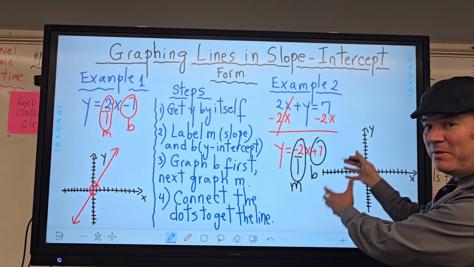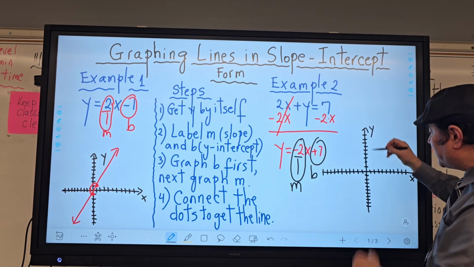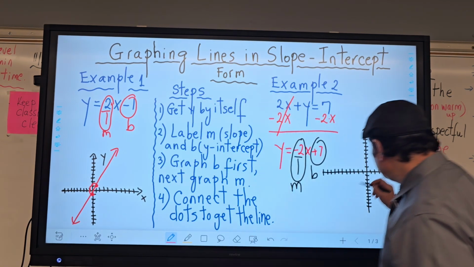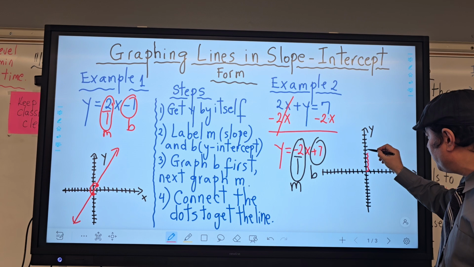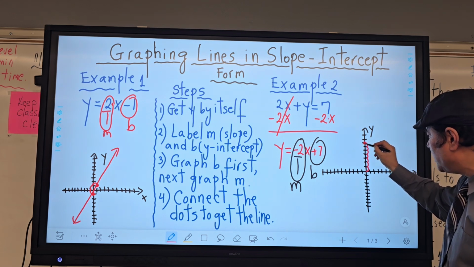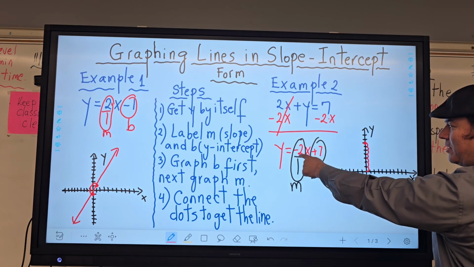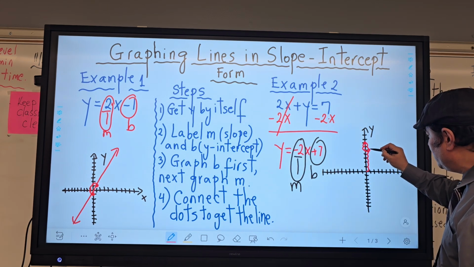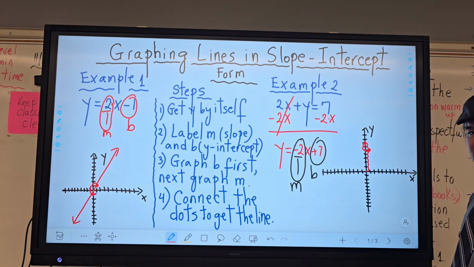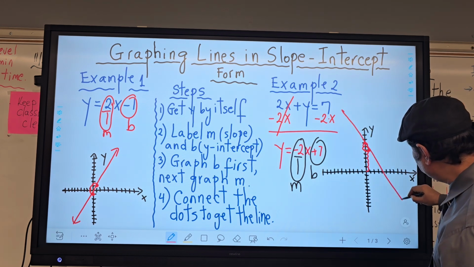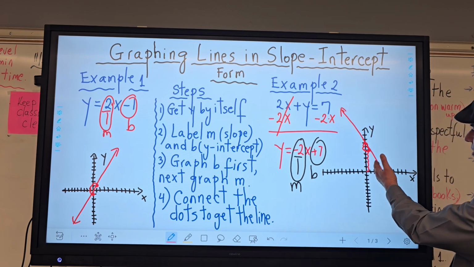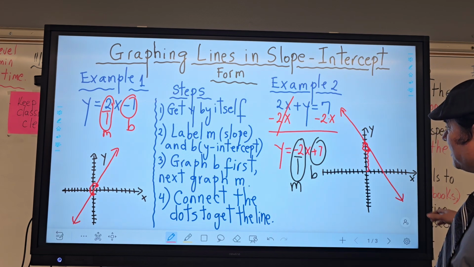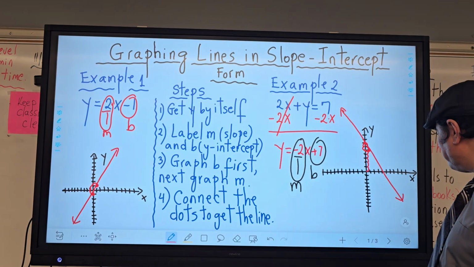And let's graph. We graph b first, the y-intercept, so we go 7 units up. So 1, 2, 3, 4, 5, 6, 7, that's our first dot. And then we go 2 units down and 1 unit to the right. So 1, 2, and 1 unit to the right, and then we do the second dot. And finally, let's connect the dots. And this is our line for this equation. Remember, the slope is negative 2 over 1, which means the line goes to the left in this case.